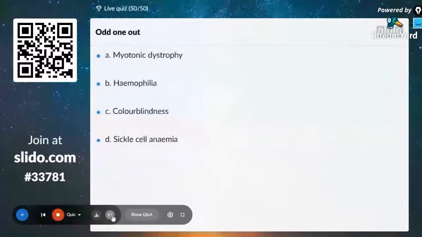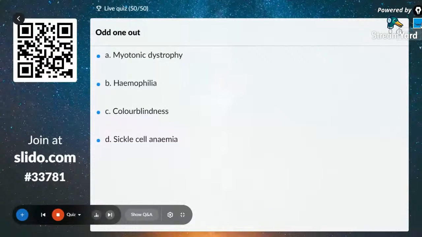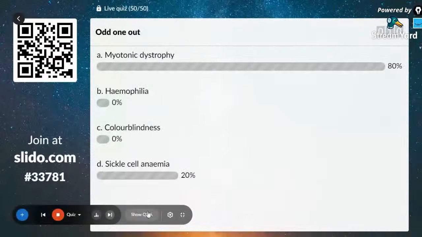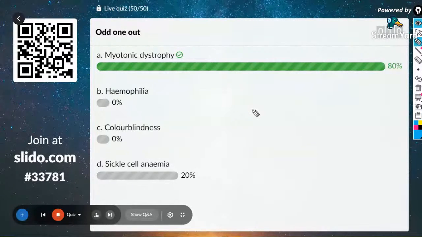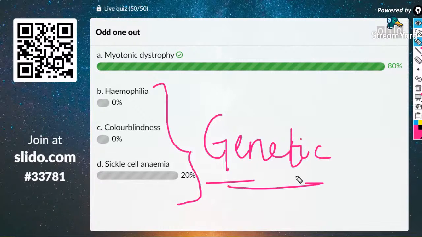Choose the odd one out. Myotonic dystrophy, hemophilia, color blindness, sickle cell anemia. Very easy question. Sickle cell anemia, color blindness, hemophilia, all these come under genetic disorders. Okay, myotonic dystrophy.